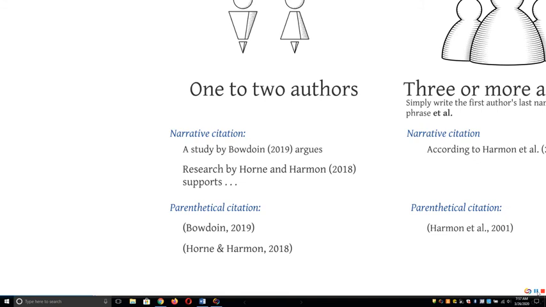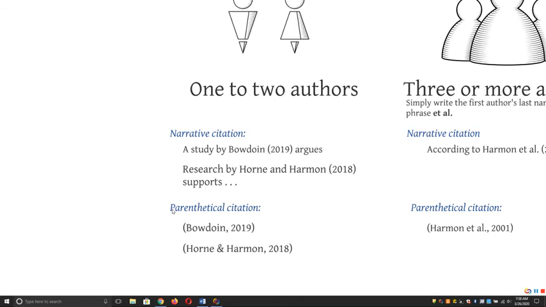So let's look at how we do a citation for 1 to 2 authors in APA. If we have 1 to 2 authors, we write all the authors' names out every single time we see them. There are 2 major types of citations in APA. Either you can do a narrative citation or you can do a parenthetical citation. Sometimes we see students want to put the full name of the article in the paper. Don't do that.